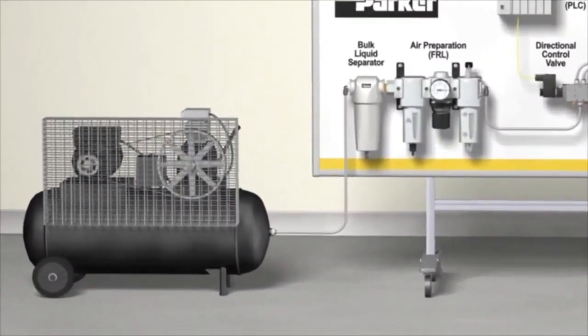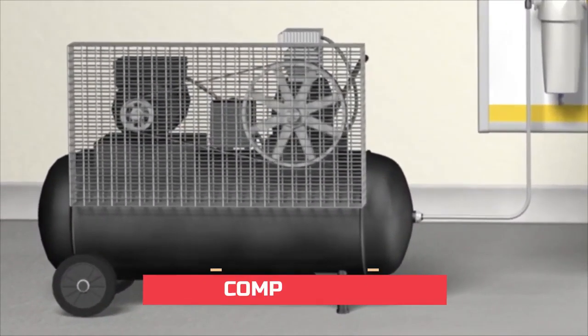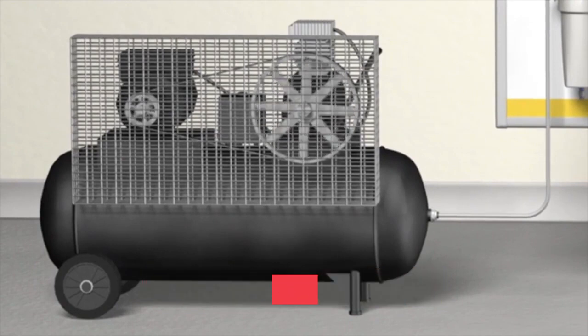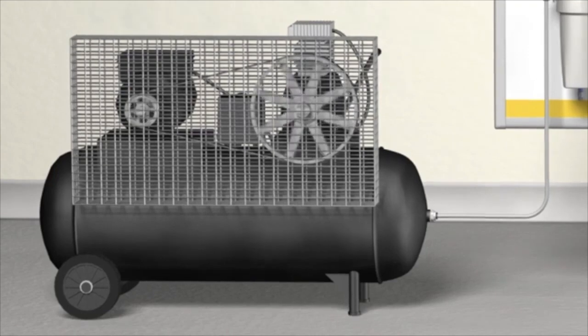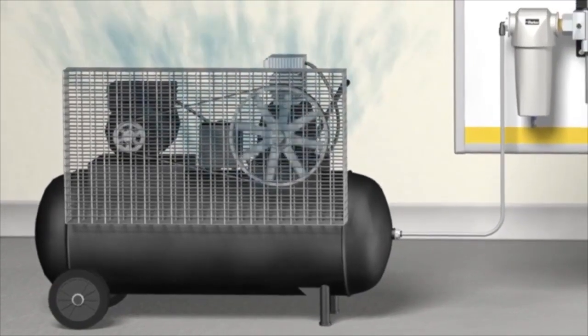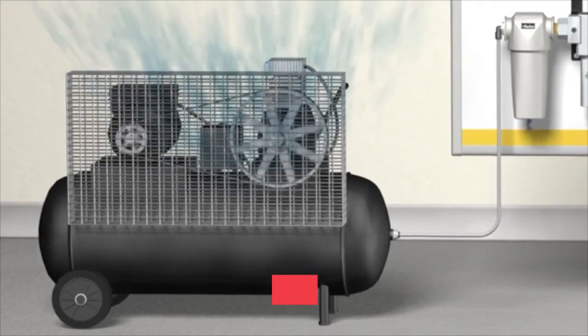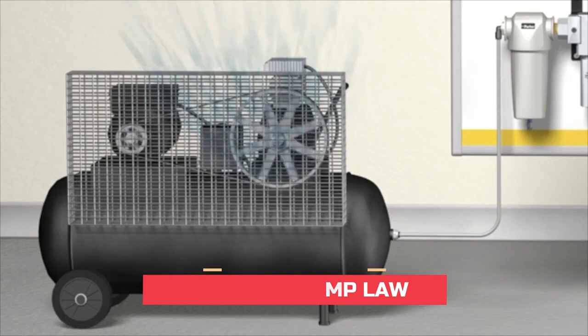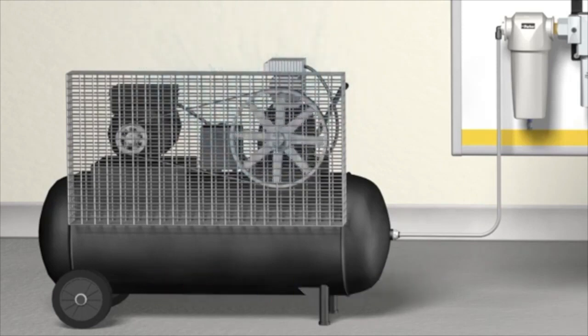Number 1. Compressor. A compressor is a mechanical device that increases the pressure of a gas by reducing its volume. As an air compressor compresses air under pressure, its temperature also increases. This is a simple law of physics known as the pressure-temperature law. It will rely on the type of air compressor you are working with.